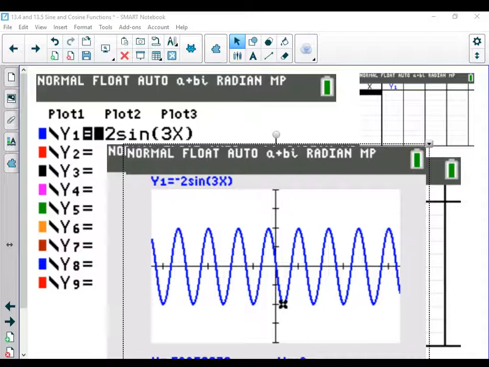All right. So that is your sine graph. You can do all kinds of transformations with it too. Now let's take a quick break and we'll do our cosine graph.